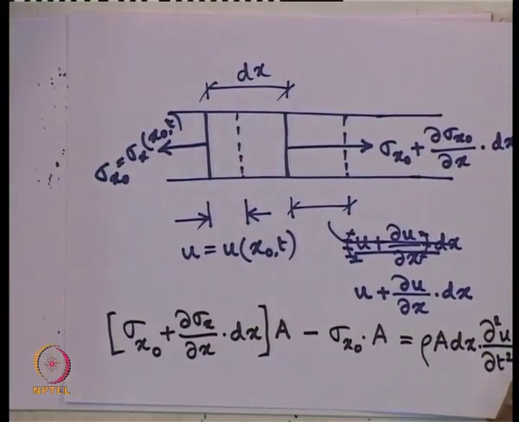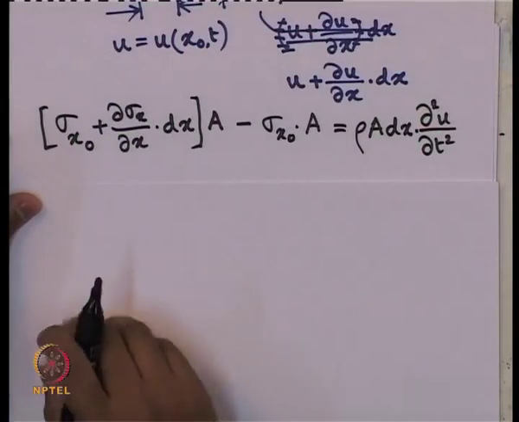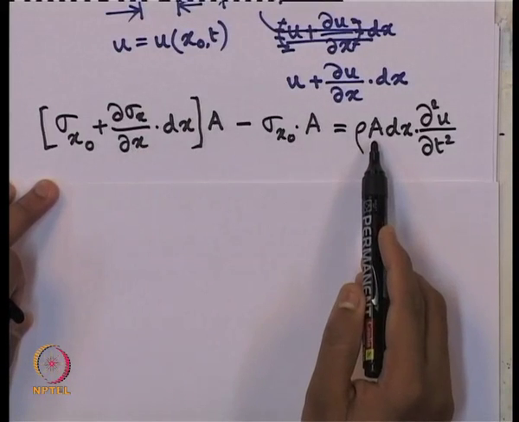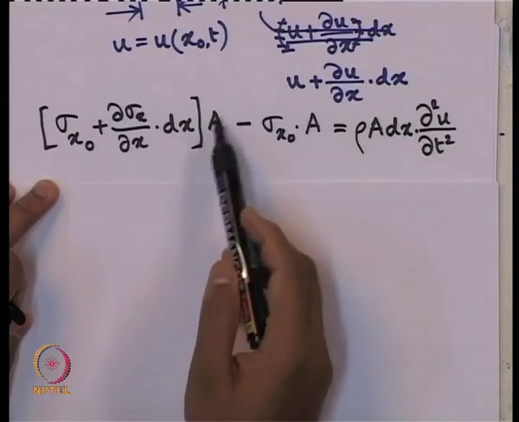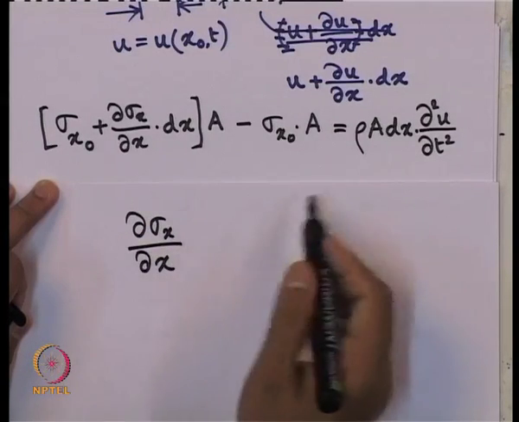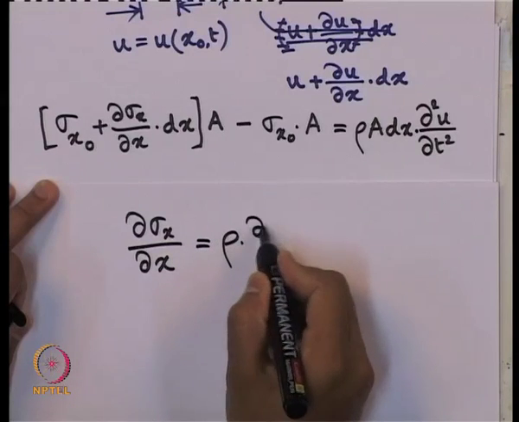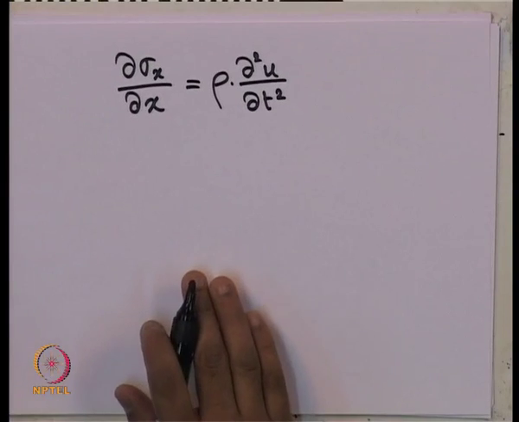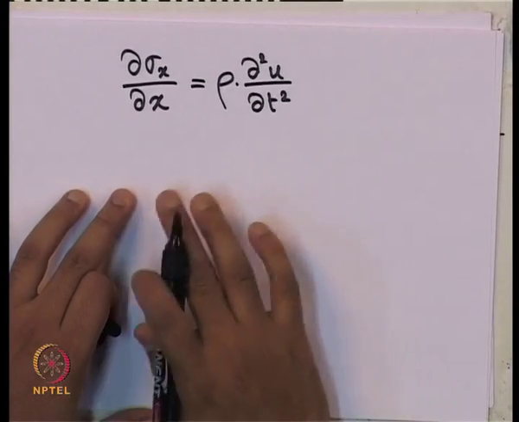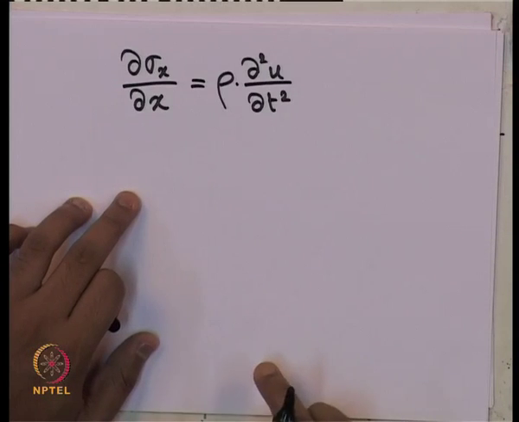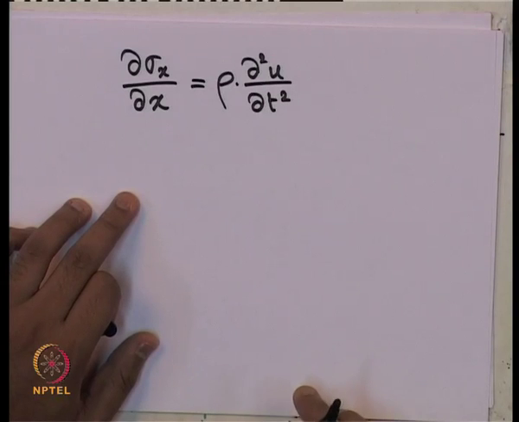This will give us, by solving, if I keep the previous equation here, so that it is visible. Now, let me solve this one. This gets cancelled. Now, area of cross section is non-zero, dx is non-zero. So, a dx gets cancelled. We can write it as del sigma x by del x equals to rho times del 2 u by del t square. So, this is called the basic equation of motion in one dimension for a wave propagation. So, this is the basic equation of motion for longitudinal wave traveling in one dimension.